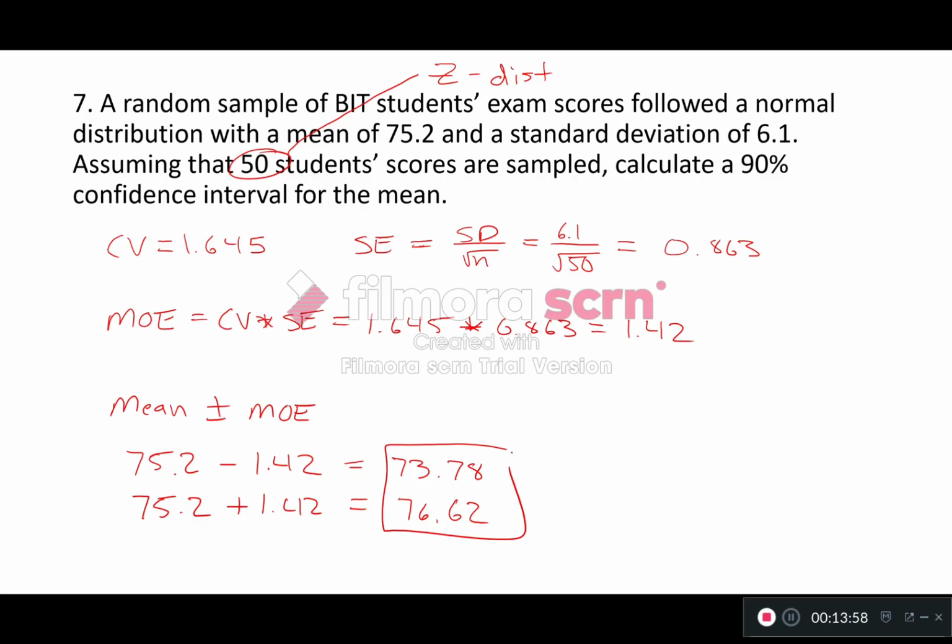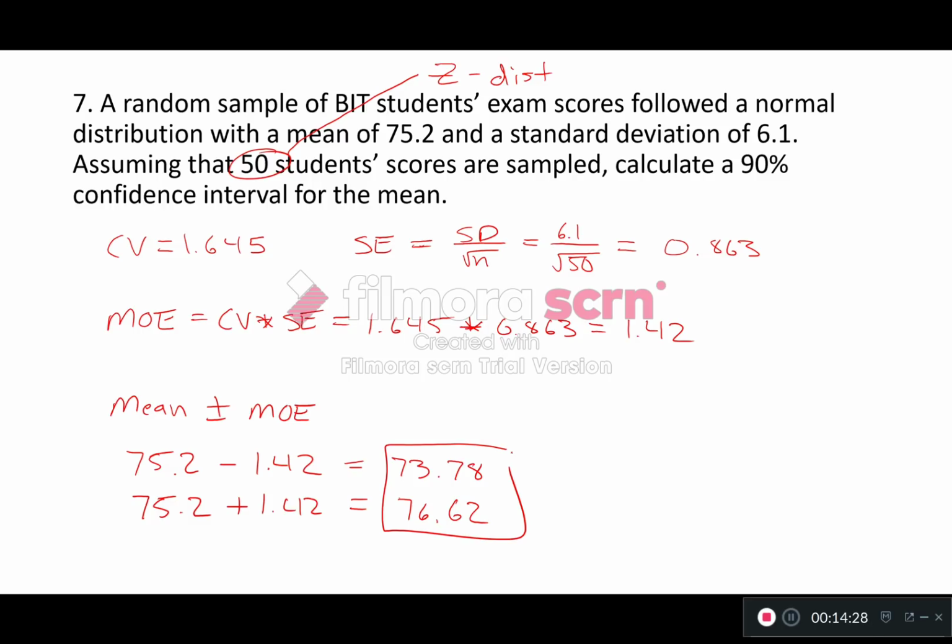If n were less than 30, we would have had to go to that t-distribution table instead. For our standard error, we used the formula of our standard deviation divided by the square root of our sample size. We multiplied the critical value by the standard error to get our margin of error, or the amount of wiggle room either side of our mean. And then finally, the mean plus or minus the margin of error gave us our lower bound and our upper bound, 73.78 to 76.62.